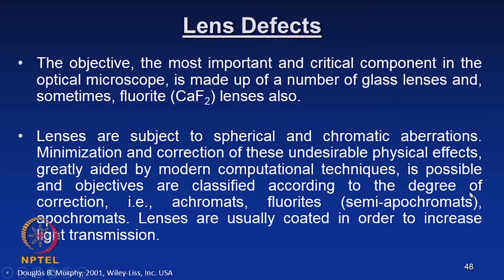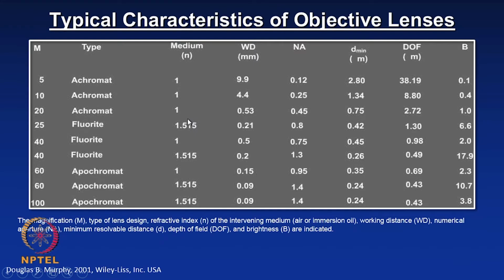according to the degree of correction, that is achromates, fluorites, which are also called semi-apochromates, and apochromates. Lenses are usually coated in order to increase the light transmission. Now let us see some of the typical characteristics of objective lenses tabled here.